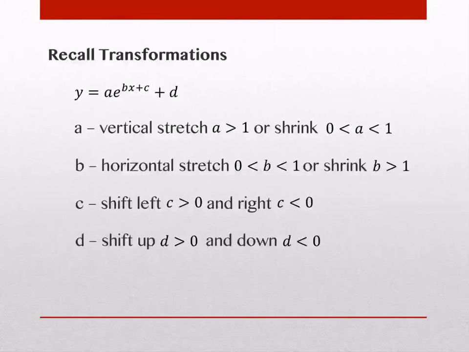Now, looking back on a and b, it doesn't say what happens if the graph had a negative in those locations. That is, what happens if a is actually less than 0 or if b is actually less than 0. So what happens when you have those negatives involved instead? Do you remember?